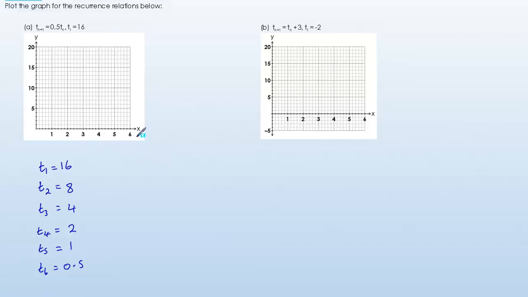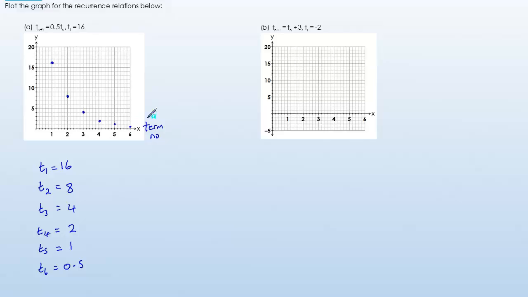So this is the term number along here. It's labelled as x, but that will be the term number. And the actual value of the term will be vertical. So T1 is 16. T2 is 8. T3 is 4. T4 is 2. T5 is 1 and T6 is 0.5.